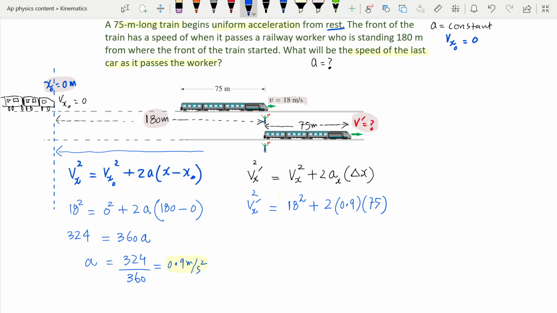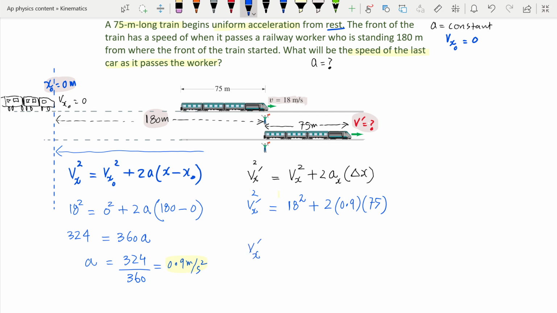If you want to use the other displacement, then that will be 180 plus 75, which will be 255. In that case, your initial velocity will not be 18, that will be 0, because you have selected this point as your initial point where the train was at rest. Okay, so you have both choices.